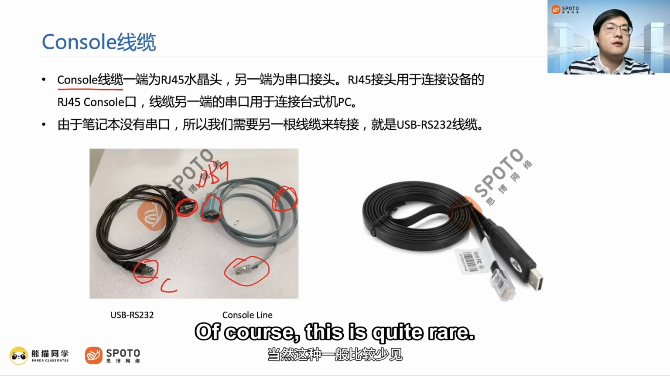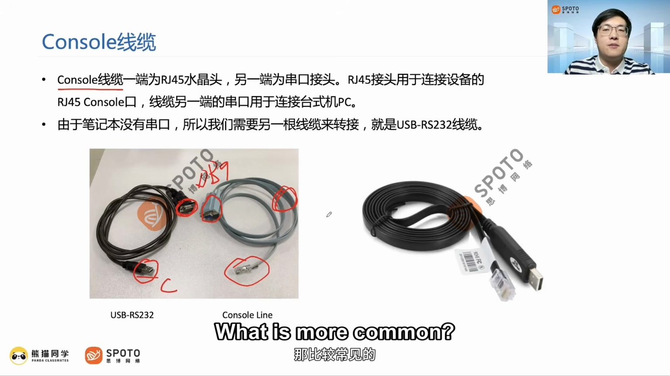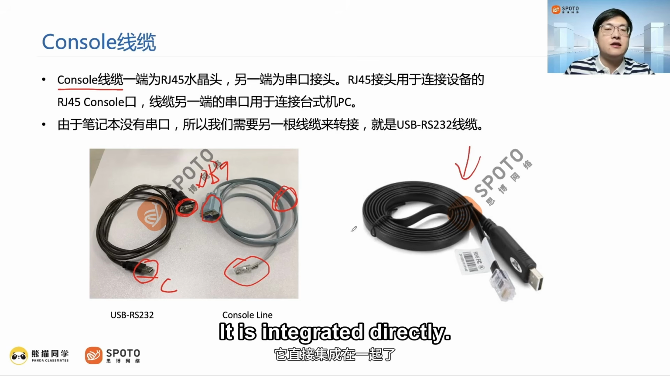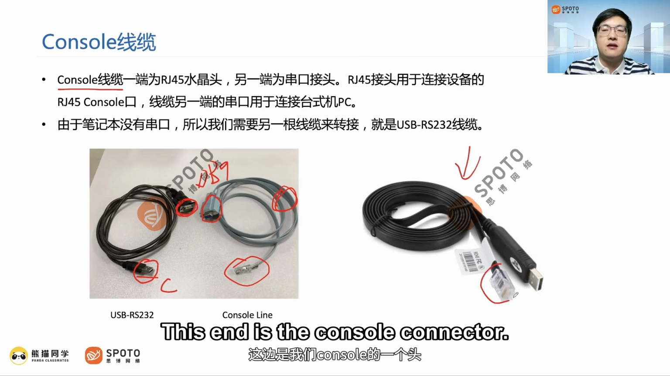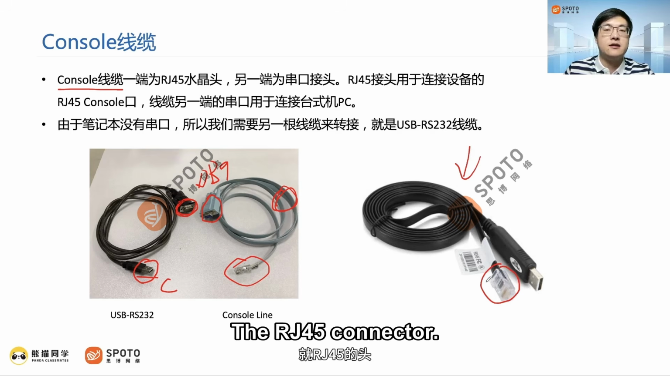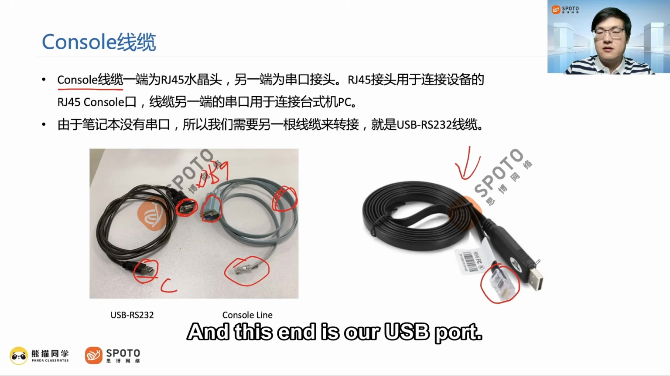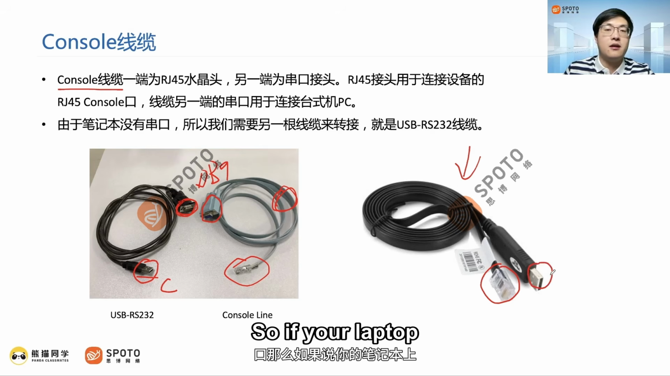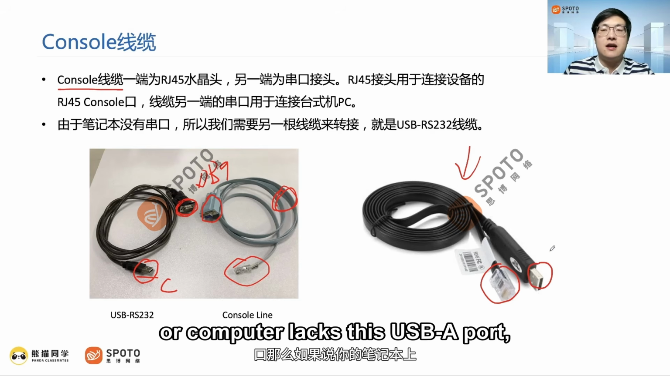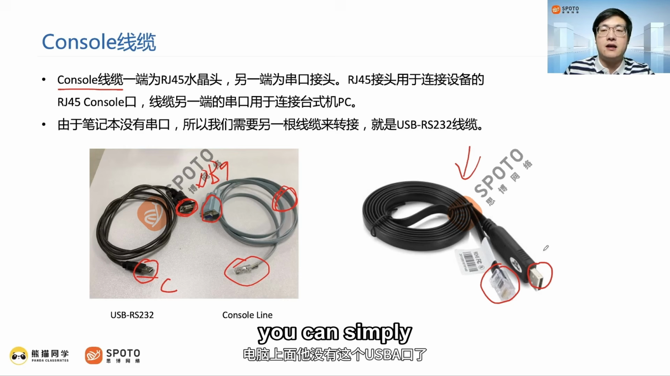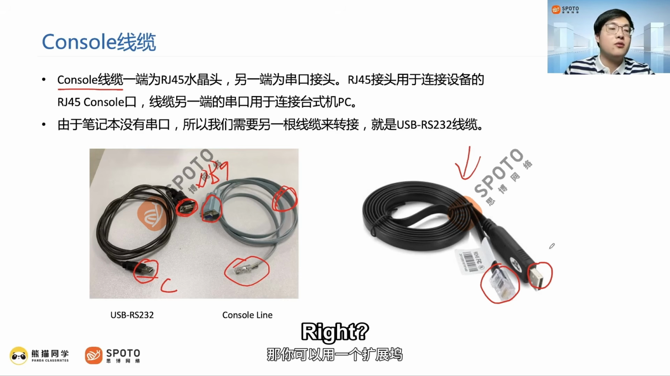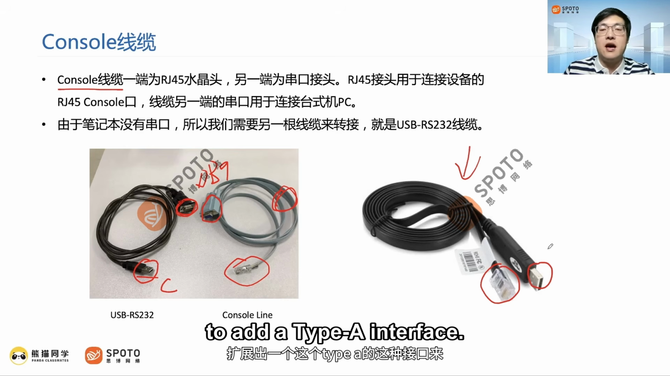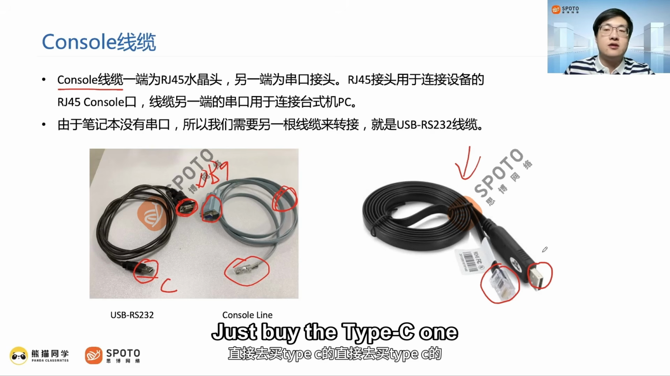Of course, this is quite rare. What is more common? Like the one on the right, it is integrated directly. Integrated together. This end is the console connector, the RJ45, and this end is our USB port. It is a Type-A connector here, our standard, large USB port. So if your laptop or computer lacks this USB-A port, you can simply use a docking stick to add a Type-A interface. Or alternatively, just buy the Type-C one.